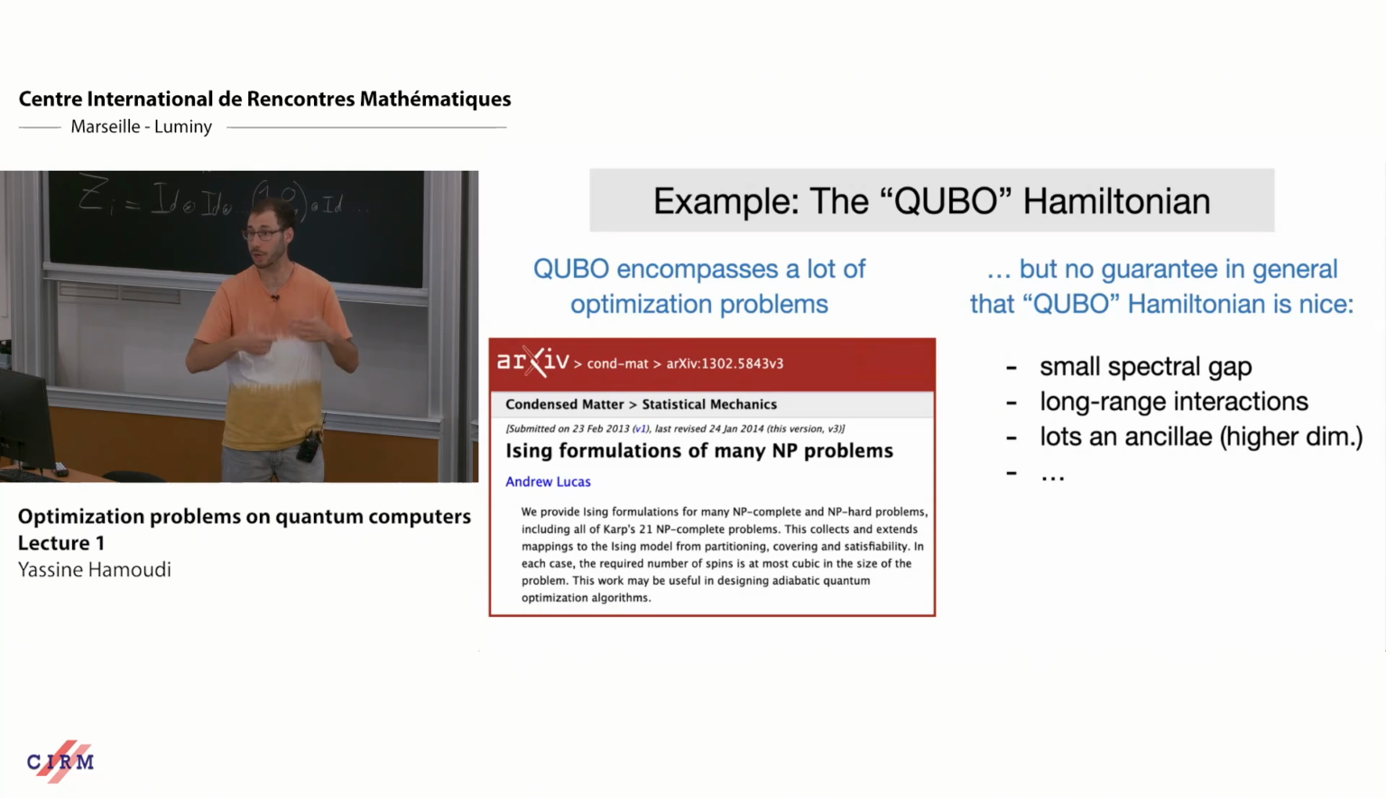So the question is really, can we find at least some inputs to those problems for which we can show that H will have some desirable properties?